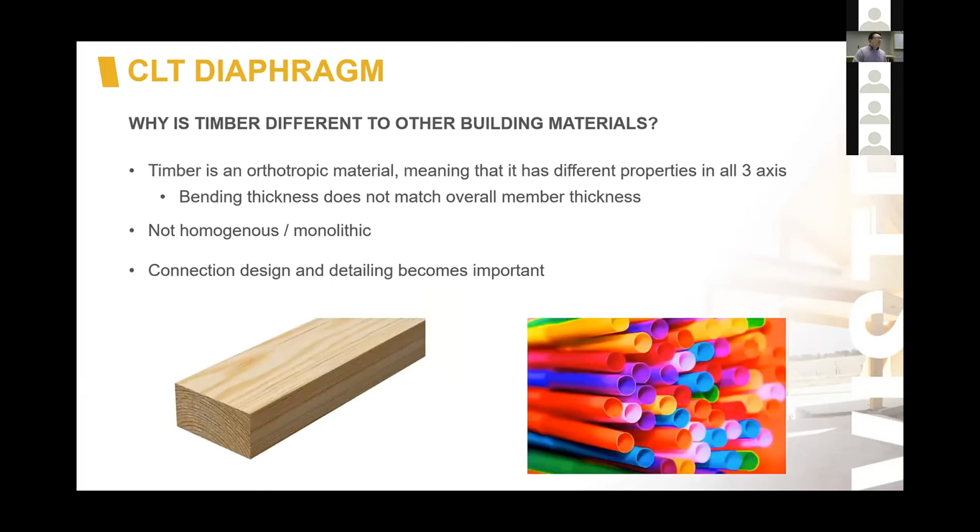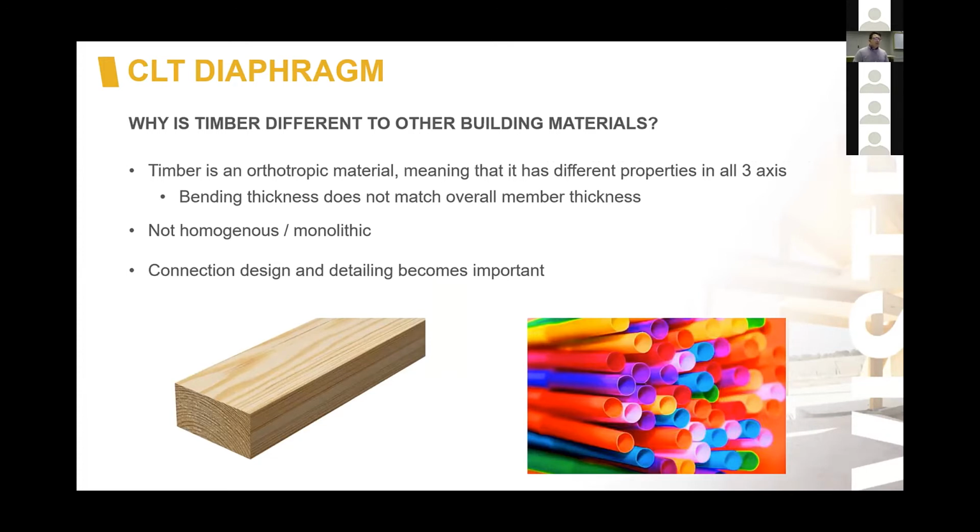So why is it different? Why do we need to think about timber differently? First and foremost, timber is an orthotropic material, so it has different properties in 3 different axes. The bending thickness of the element doesn't match the overall member thickness, and it's a non-homogeneous, non-monolithic element.